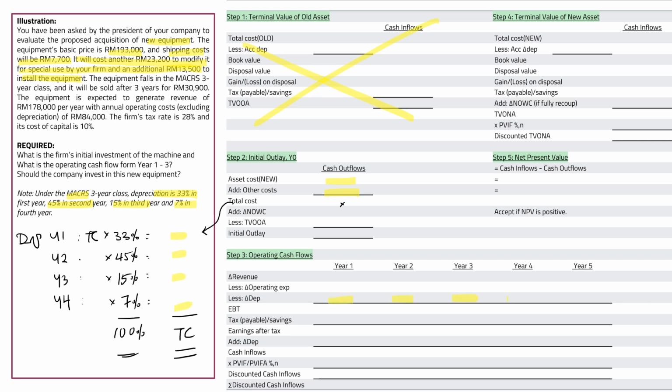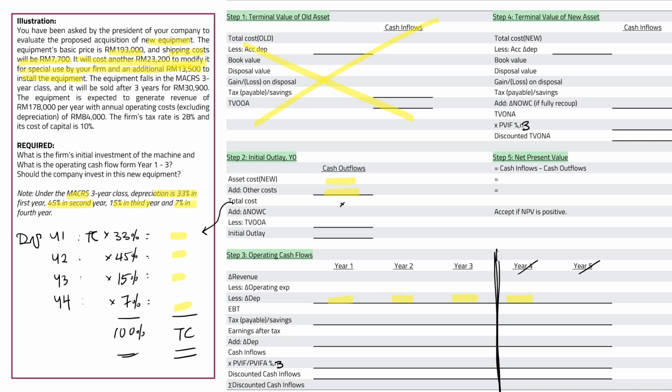1, 2, 3, 4. Okay. Next up, let's go back to the question. The equipment will be sold after 3 years. So I now know that the terminal value of the new asset will happen at the end of year 3. The same thing goes for our cash flows. So we stop at year 3, okay? We don't calculate 4 and 5 anymore. And for N, we put 3. When we discount the value eventually, we'll be looking at 3.